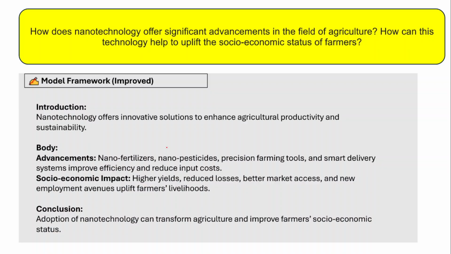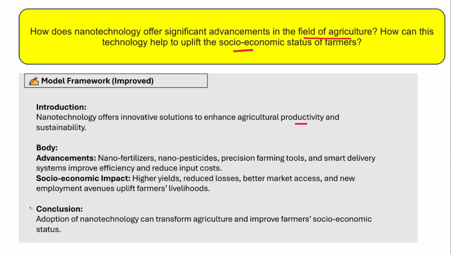Now in the introduction, you need to briefly talk about nanotechnology, and in fact how nanotechnology offers innovative solutions to enhance agricultural productivity and sustainability. And in the body part of the answer, you need to address two parts. Firstly, how nanotechnology offers advancements in the field of agriculture, and then in the second part of the answer, how nanotechnology helps uplift the socio-economic status of farmers. So it is important to write answers to these two parts.